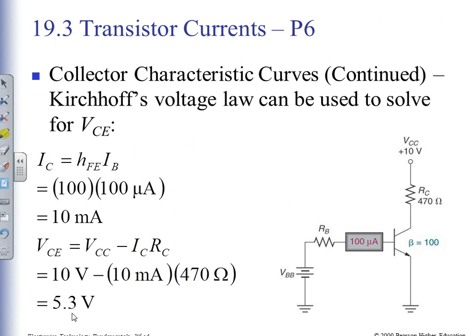And come up with the voltage collector to emitter. And I'm going to do that many times. I'm going to figure out that current somehow, multiply it times 100, find the current through the collector, take that current, find the voltage across the RC. The rest of the voltage has to be the voltage collector to emitter.